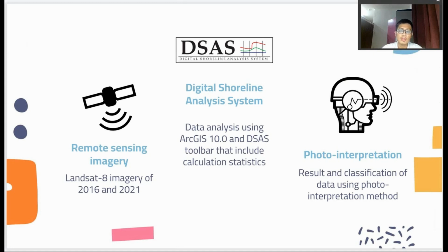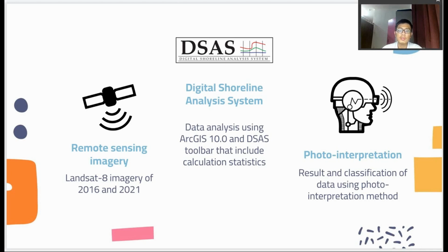So there are several tools and methods that have been used in this study. So the first one is using the remote sensing imagery that has been acquired from the USGS website. So the Landsat imagery is acquired, which consists of two sets. The first set is 2016 and the second set is 2021.